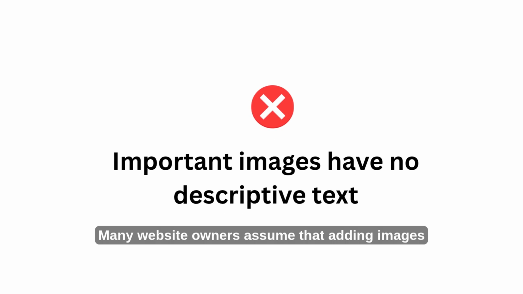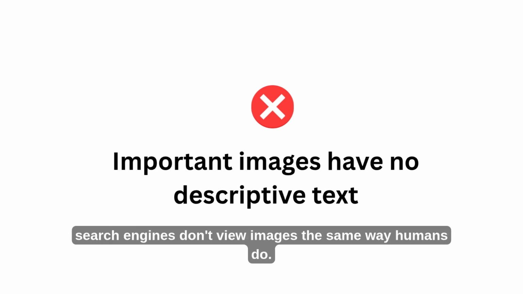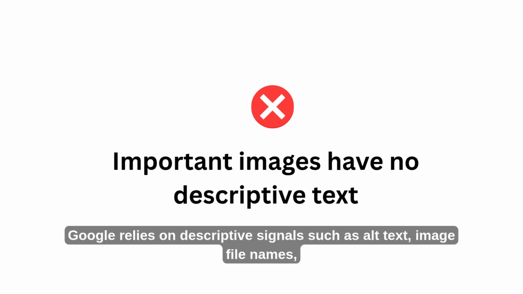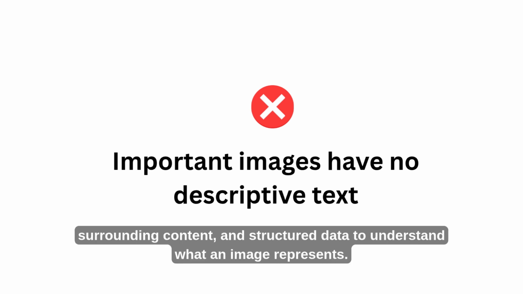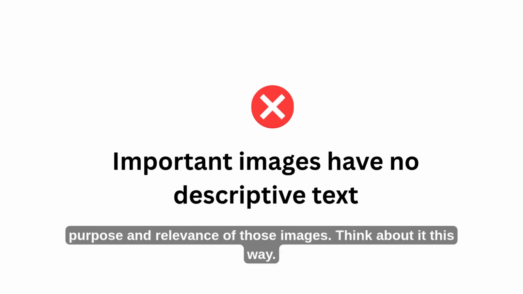Many website owners assume that adding images to a web page automatically improves search engine optimization. While images can enhance user experience and engagement, search engines don't view images the same way humans do. Google relies on descriptive signals such as alt text, image file names, surrounding content, and structured data to understand what an image represents. If your most important images have no descriptive text, you're making it much harder for search engines to understand the purpose and relevance of those images.